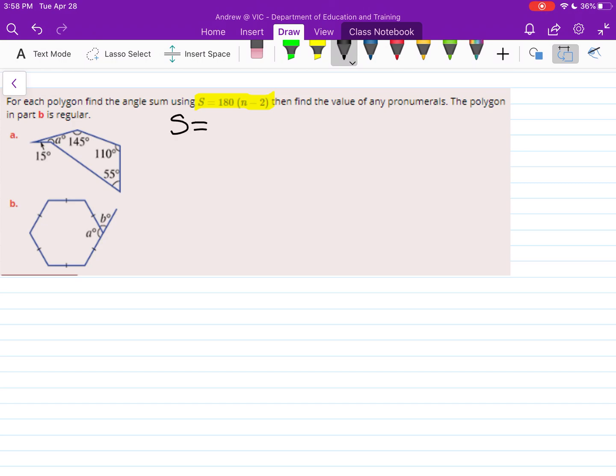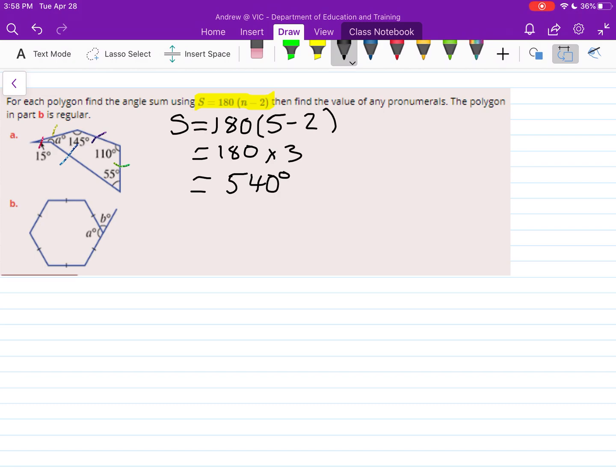So our angle sum here is equal to 180 times our number of sides. We just need to count the sides. We've got 1, 2, 3, 4, 5. So we've got 5 minus 2, which equals 180 times 3. So 180 times 3 gives us a value of 540 degrees, which is what the total is equal to.